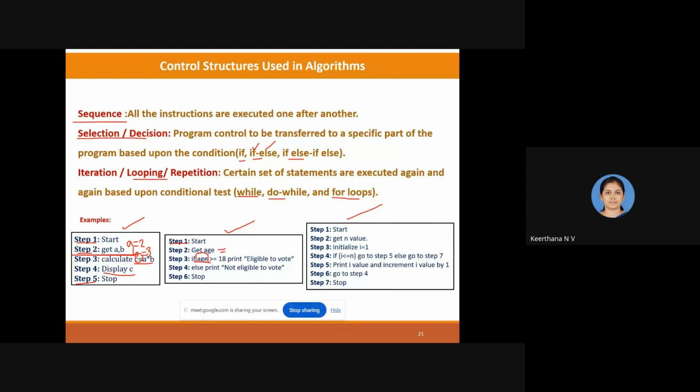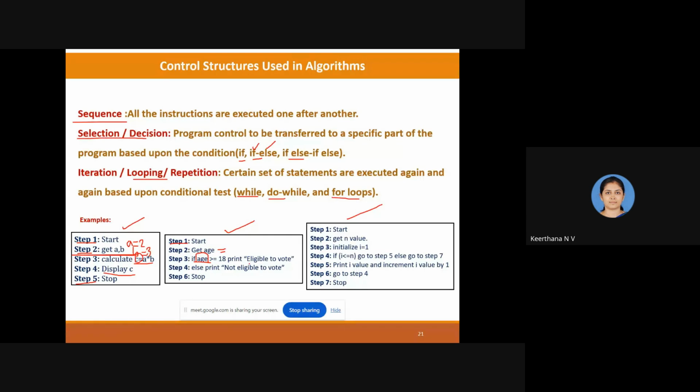So third thing, you have to compare. If age is greater than or equal to 18, print the person is eligible to vote. Else, print a person is not eligible to vote. Then after that, you will be stopping the program. So this is for the if else statement, that is selection or decision.